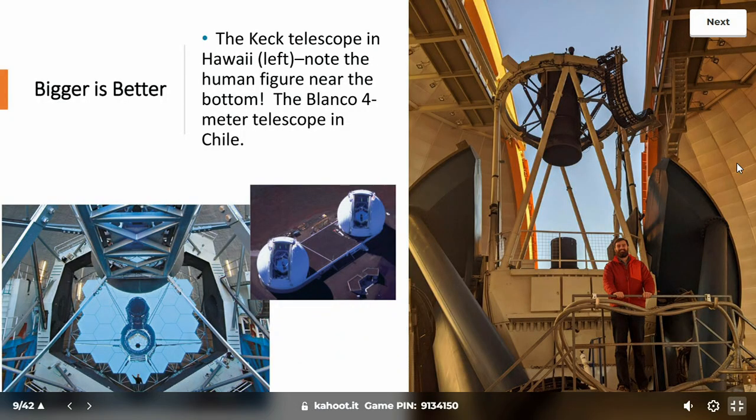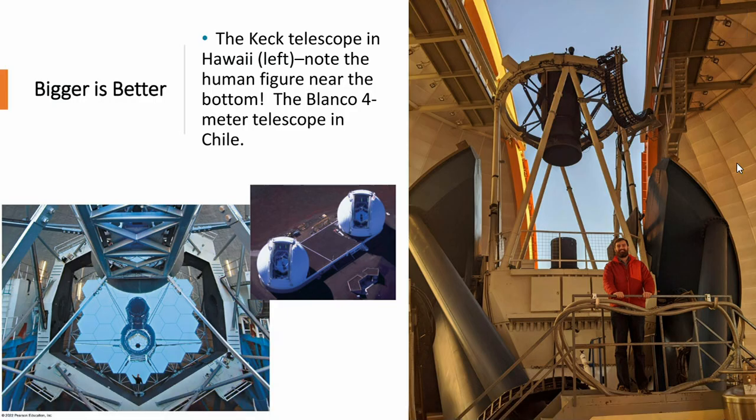There are some very large telescopes that we've built. This is the Keck telescope in Hawaii, and you can see a tiny human in front of this telescope for scale. And this is me in Chile in front of the Blanco 4-meter telescope. That means the size of the mirror, which is down here somewhere, is 4 meters in diameter. That's a little more than 12 feet across.